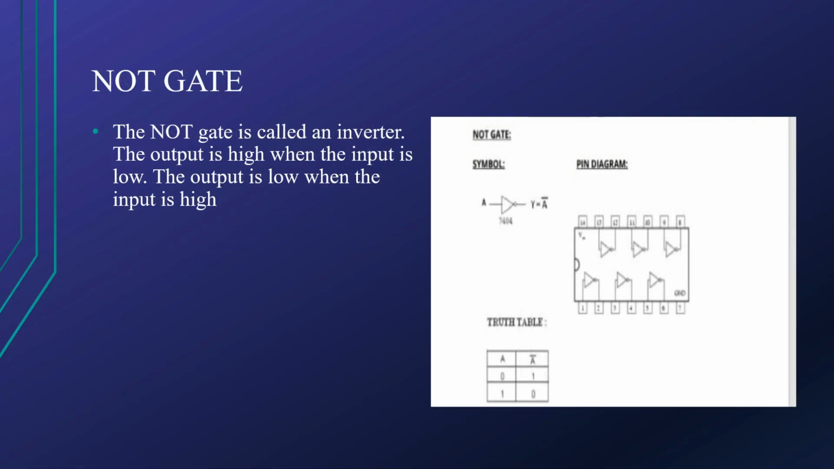Next is NOT gate. The NOT gate is called an inverter. That is, the output is 1 when the input is low, and the output is low when the input is 1. This is the symbol of NOT gate, and this is the pin diagram. So the truth table is, when you give 0 as an input, you will be getting your output as 1, and when you give 1, you will be getting 0. That is, the output is the complement of the input.